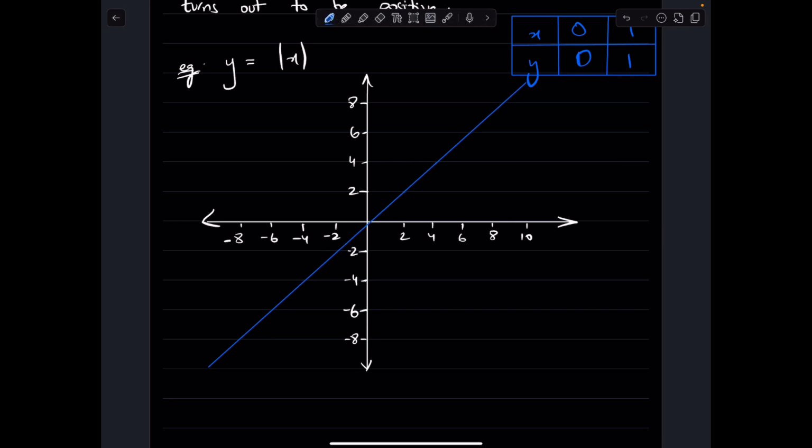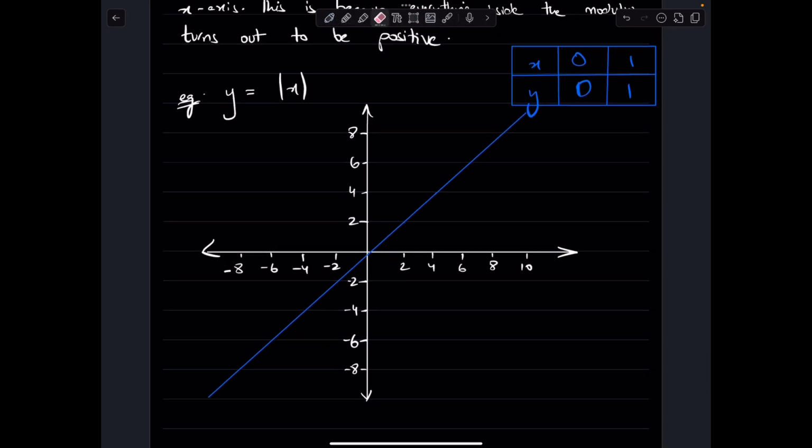Now the second step would be to reflect everything below the x-axis above the x-axis. So the graph would look something like this. And make whatever is below the x-axis dotted. So this is what the graph of y equals modulus of x looks like.